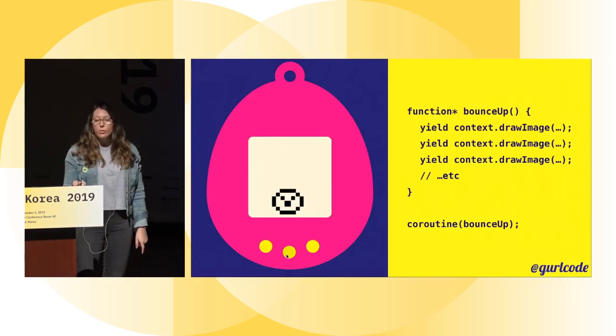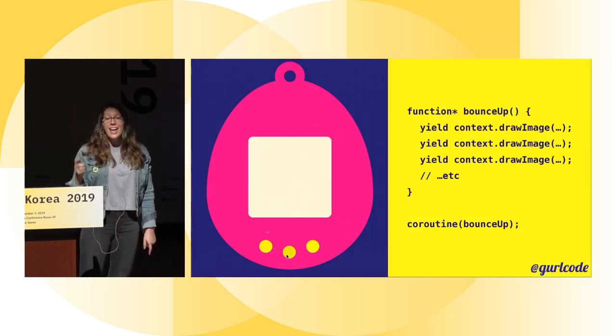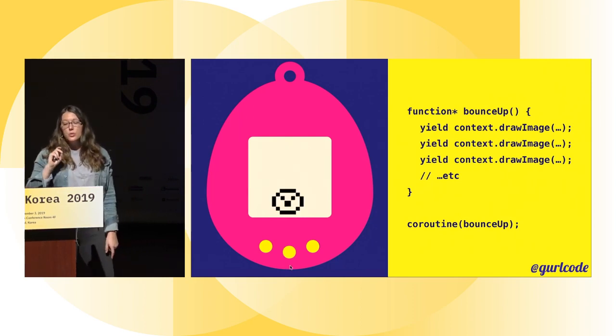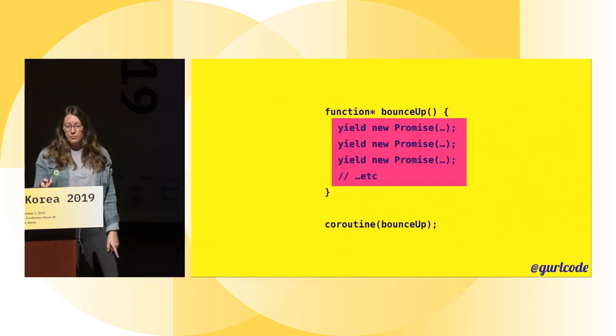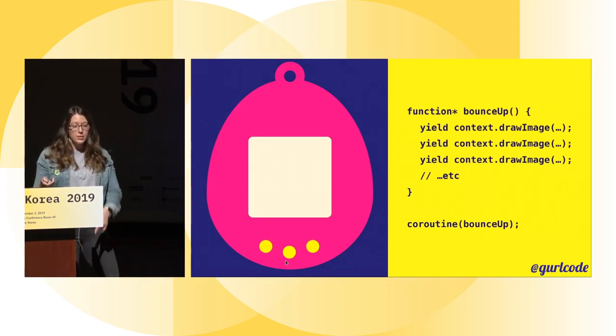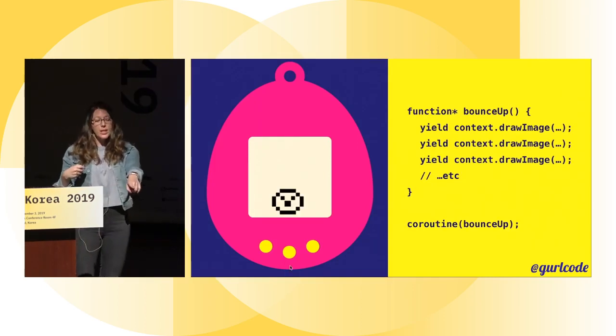So now I can rewrite the bounce up animation as a generator and use a coroutine to actually run it. But this code actually suffers from the same problem I had in the beginning. So it's just going to go too fast. I think it's playing. There we go. So you can see it's doing what it did in the beginning, which is it writes too fast.